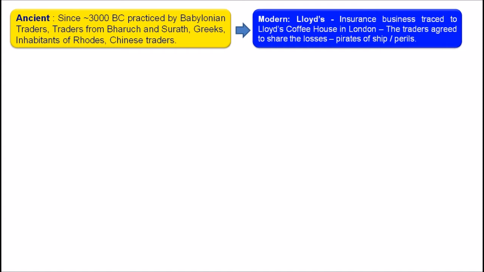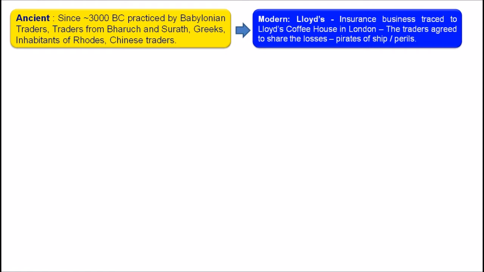So modern Lloyd's is the place, Lloyd's Coffee House in London. This is very important. Modern insurance business traced back to Lloyd's Coffee House. Lloyd's is not a person's name. It is Lloyd's Coffee House in London, where the traders used to gather to take tea, and the traders who gathered there agreed to share the losses of their property that was being shipped.